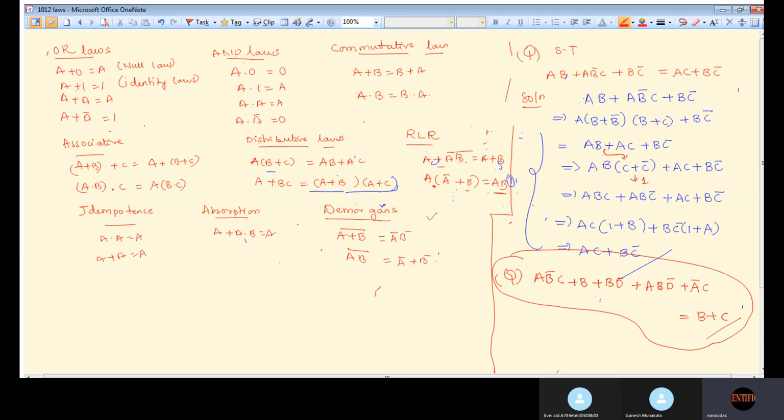So in tomorrow's class, what we will do is we'll try consensus theorem, okay, transposition theorem, and RLR. Okay, so using these three, we will try to do some proofs. Have you finished this one? Second question, did you understand how I did it? And did you solve the second question? Give the answer. Will close the session.